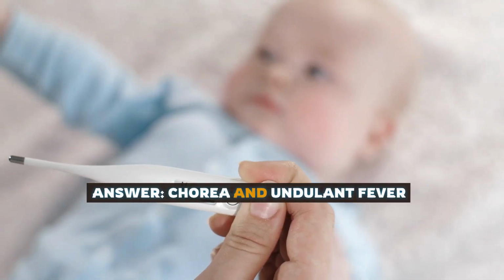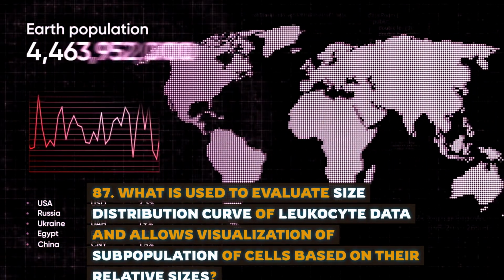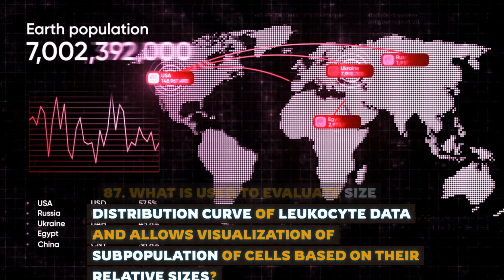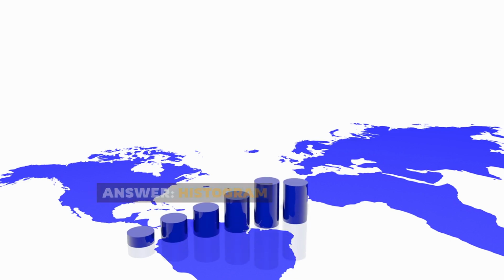Answer: chorea and undulant fever. 87. What is used to evaluate the size distribution curve of leukocyte data and allows visualization of subpopulations of cells based on their relative sizes? Answer: histogram.